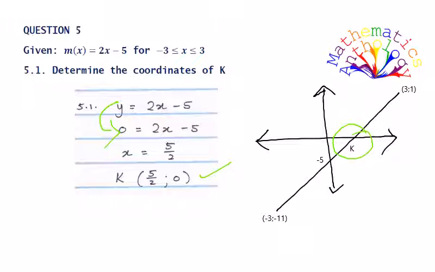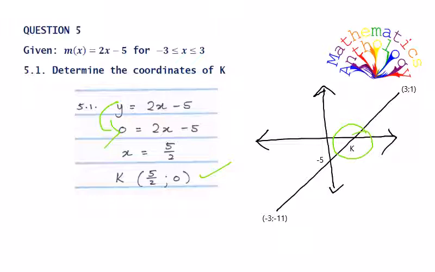so we need to work out the coordinates. So if the lowest value for x is negative 3, we'll substitute that negative 3 into our m of x equation and solve for y. Y will equal 2 into negative 3 minus 5, and we'll get the answer negative 11. So our first point for our graph will be negative 3 and negative 11. Our last point for the graph will be x is positive 3. So we'll substitute positive 3 into our m of x equation. We'll get 2 into 3 minus 5, and we'll get positive 1. So our last point for this graph will be 3 and 1.